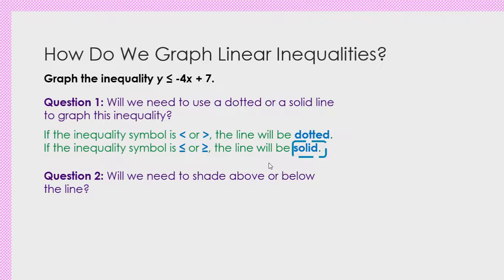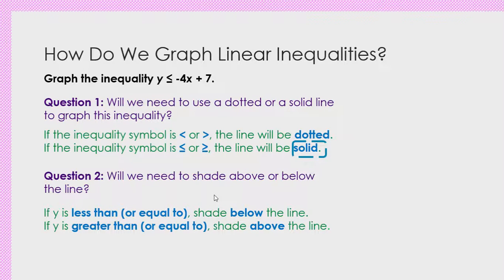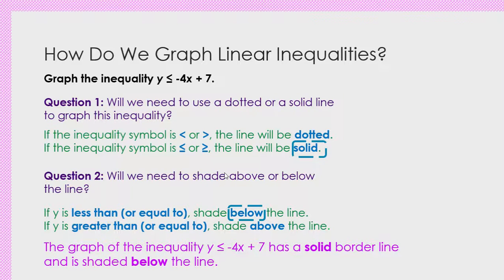Second question, will we need to shade above or below the line? If y is less than or equal to, we shade below the line. If y is greater than or equal to, we will shade above the line. In our example, y is less than or equal to, we shade below the line. So basically, the graph of the inequality y is less than or equal to negative 4x plus 7 has a solid borderline and is shaded below the line.